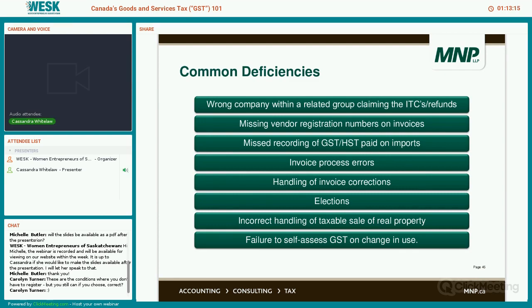And finally, there's something called a change in use, which I didn't get into in this presentation, but basically it applies when you've got an asset and you've changed the amount that you're using it in commercial activities. And so when that happens, you need to make a self-assessment on the GST, and we often see this get missed.